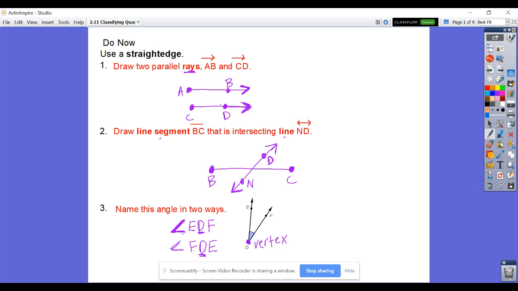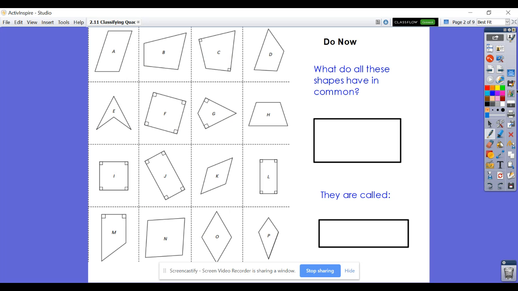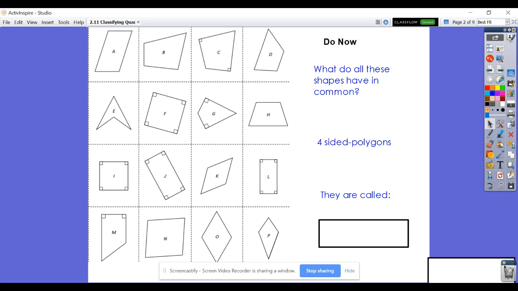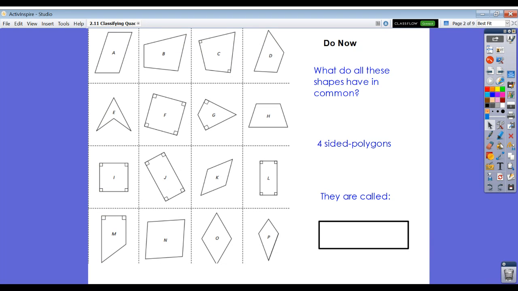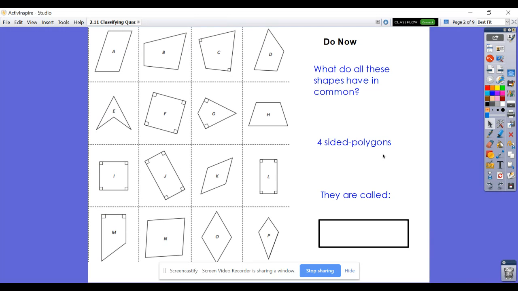Great. Today, we're going to move on in our geometry study to a new type of shape. So take a look at these pictures. What do all of these shapes have in common? Think it in your head. Were you thinking they all are 4-sided polygons? Remember, polygon meaning it's a closed shape made up of line segments, and they all had 4 sides.